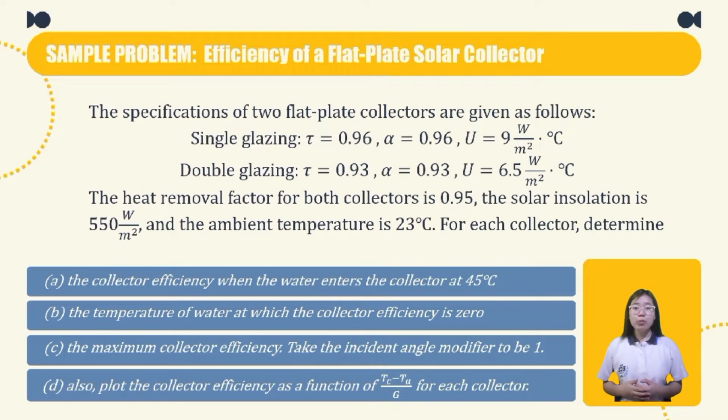For each collector, we need to determine, first, the collector efficiency when the water enters the collector at 45 degrees Celsius. Letter B, the temperature of water at which the collector efficiency is 0. Letter C, the maximum collector efficiency. We need to take the incident angle modifier to be 1. And lastly, we need to plot the collector efficiency as a function of T sub C minus T sub A all over G for each collector.